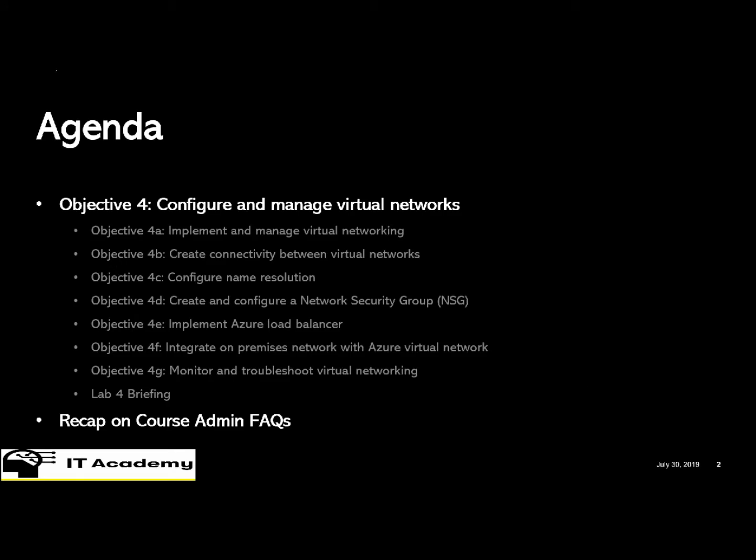Today's agenda focuses on the 8 sub-objectives that we need to be proficient in for passing the AZ-103 exam. Those are implementing and managing virtual networks, creating connectivity between virtual networks, configuring name resolution, creating and configuring network security groups, implementing Azure load balancers, integrating on-prem networks with Azure virtual networks, monitoring and troubleshooting virtual networks. We also provide a briefing for the lab exercises you'll come through in Lab 4. Finally, we'll close out the session with the same frequently asked questions that people ask on this training course.